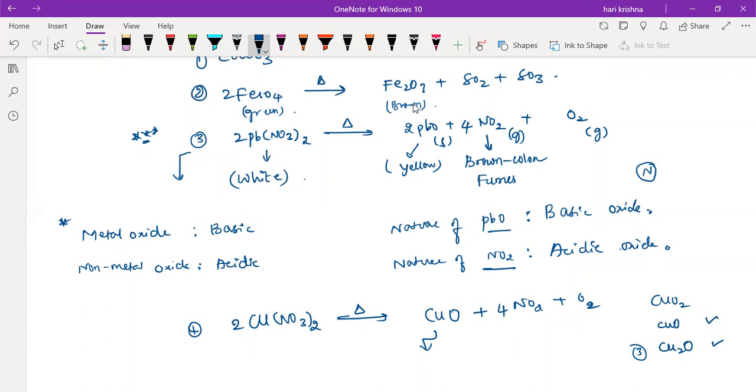Sir, it's non-metal. Sir, it's metal. Copper is a metal, so it's basic in nature. So it is a basic nature, okay? Yes, sir. Fine.